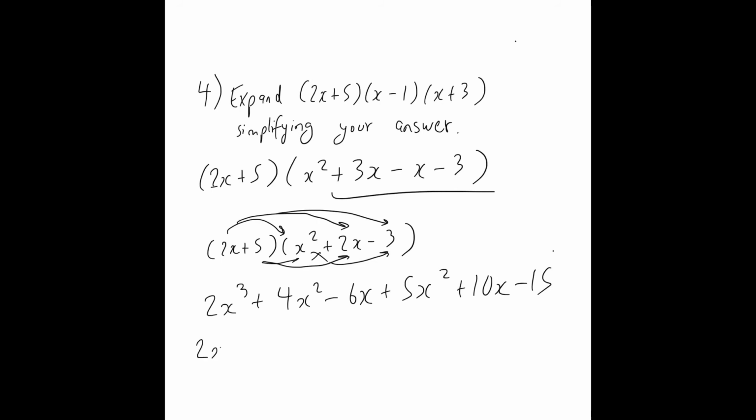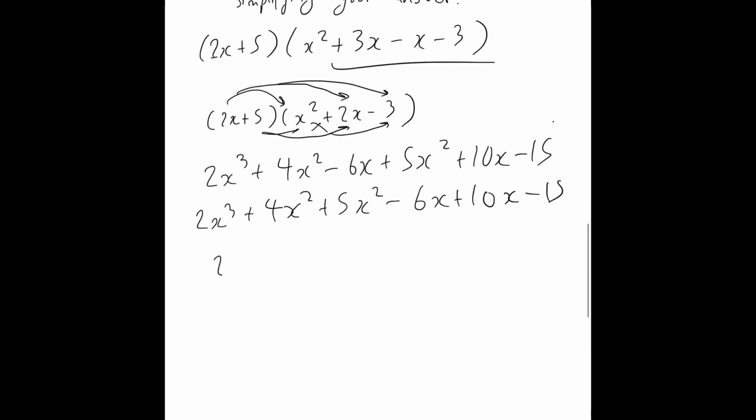So now what you need to do is group the like terms together in order to simplify it. Plus 5x squared minus 6x plus 10x minus 15. So that should give you a value of about 2x cubed plus 4 plus 5, that's 9x squared, minus 6 plus 10, that should give you about plus 4x minus 15. So this is your answer for the final simplified form.